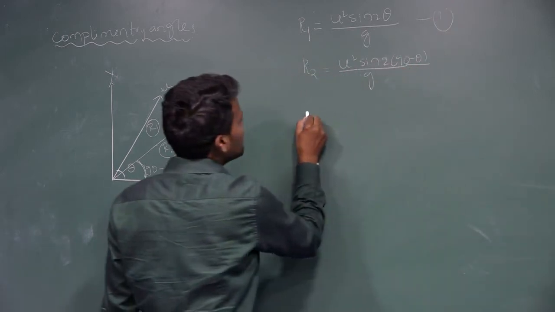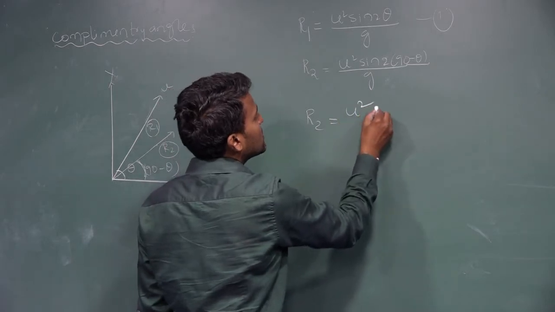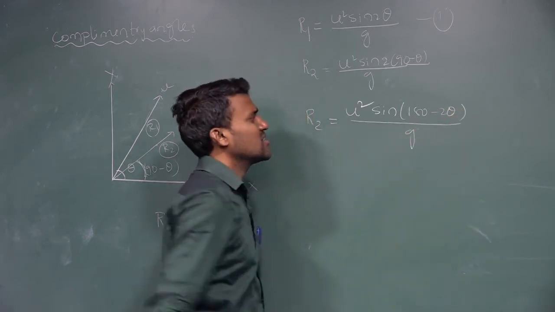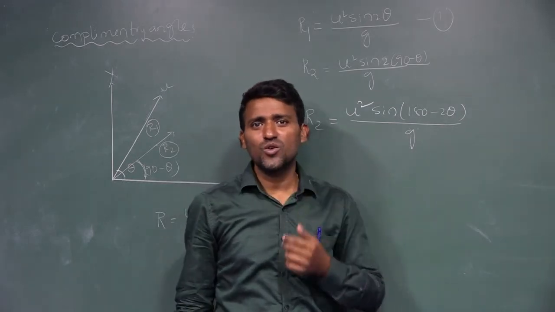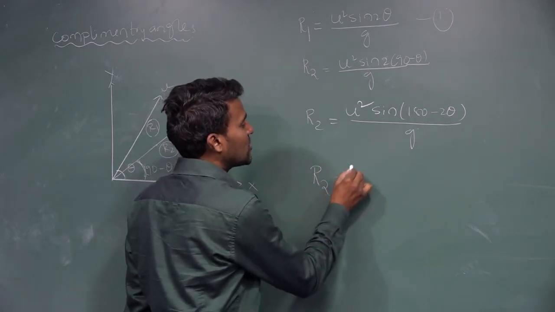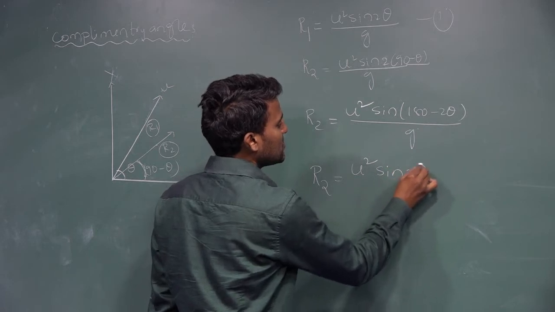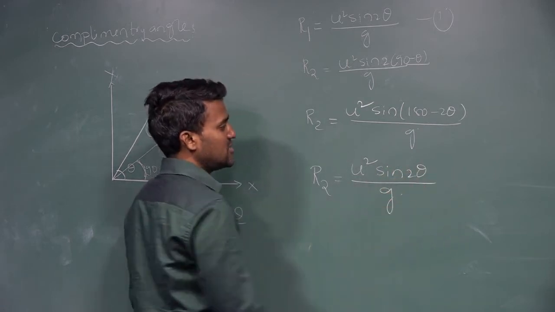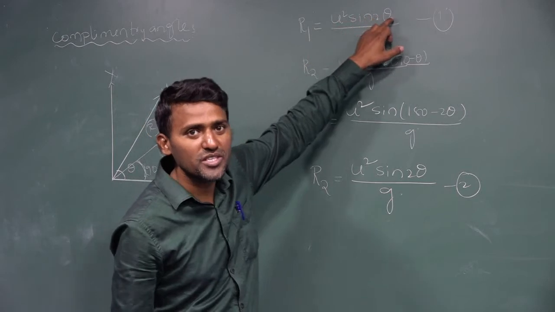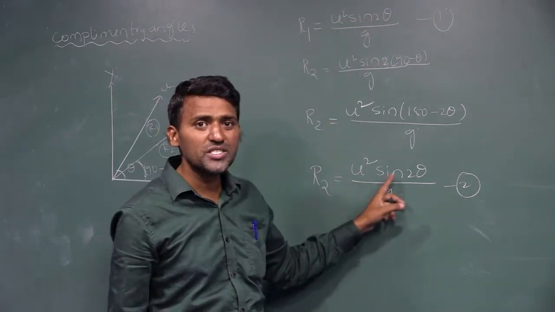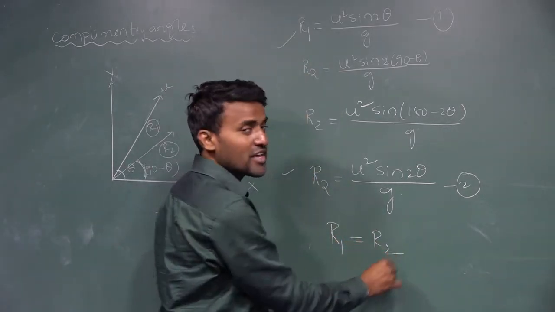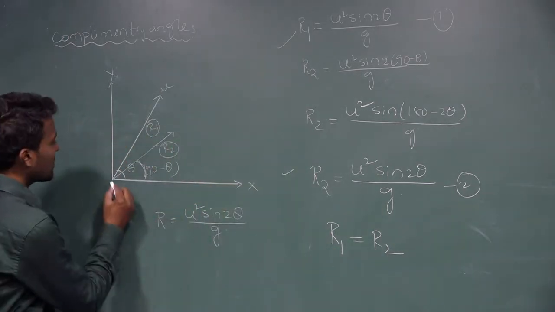Now multiply the 2 here: R2 is equal to u square sin of 180 minus 2 theta divided by g. Sin 180 minus 2 theta is in the second quadrant, so sin 180 minus 2 theta is equal to sin 2 theta only. So R2 is equal to u square sin 2 theta divided by g. It is equation 2. Compare equation 1 and equation 2: R1 is equal to u square sin 2 theta by g, and R2 is equal to u square sin 2 theta by g. So from equation 1 and equation 2, both the ranges are the same.